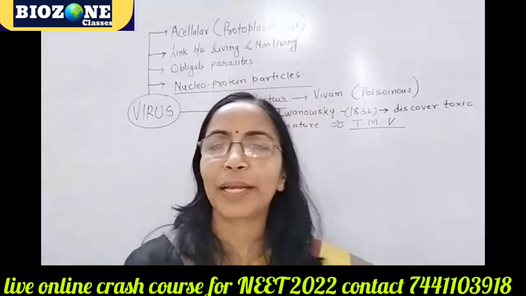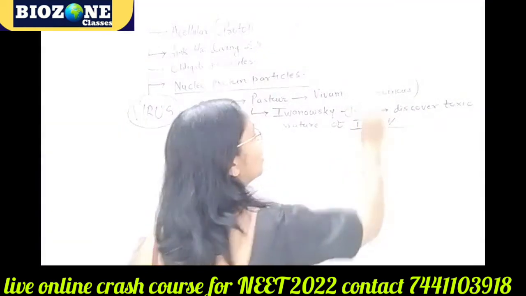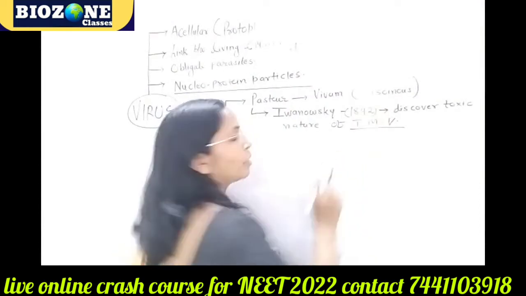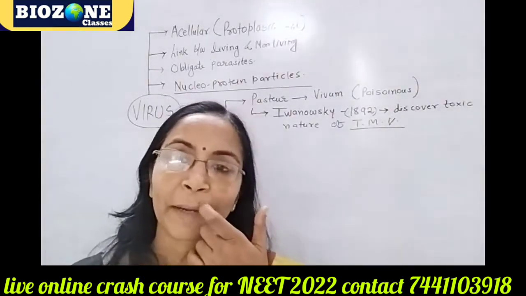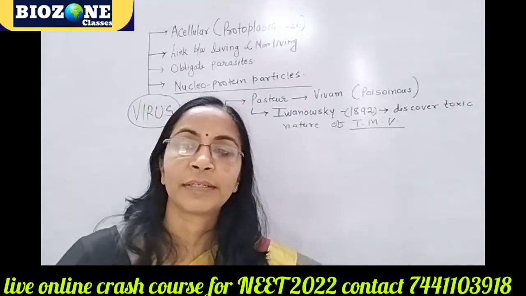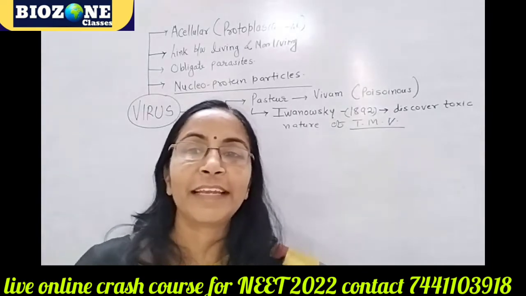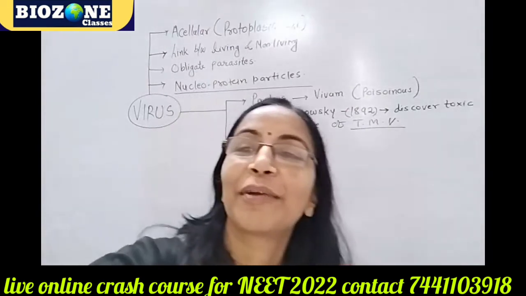So next one 1898, 1832, 1892, and then next one is 98. Check for Beijerinck. Yes. And then 1935, right? So I also made a mistake. Yes, okay, thank you.